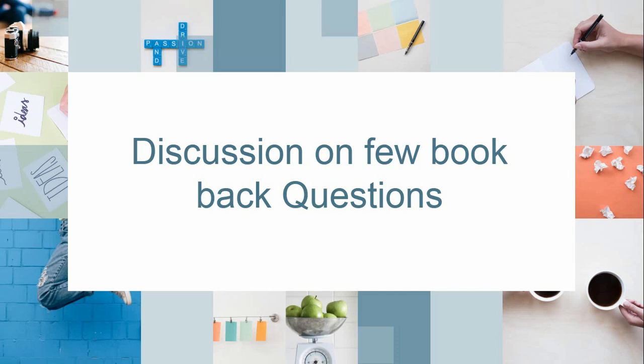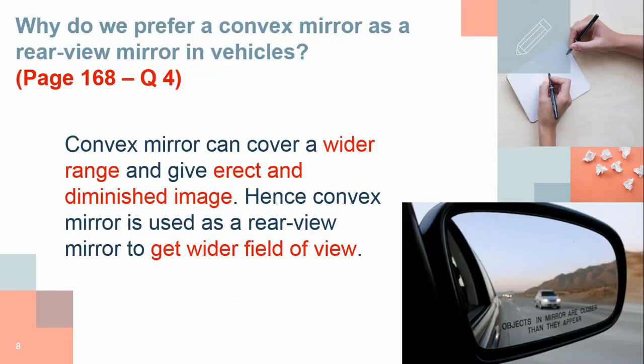Next, discussion on a few book back questions. First one: why do we prefer a convex mirror as a rear view mirror in vehicles? This is a rear view mirror. A convex mirror can cover a wider range so that you can see more objects in a small screen, and it gives an erect image. That means in these vehicles you can see lateral displacement, that means left to right and then right to left. That kind of image we can see in the rear view mirror.